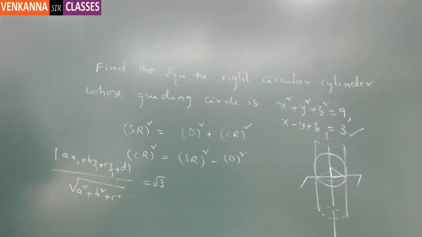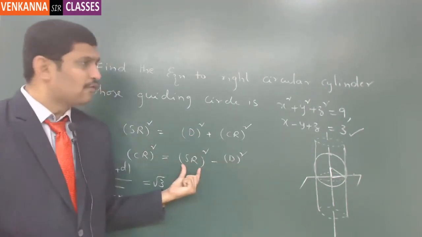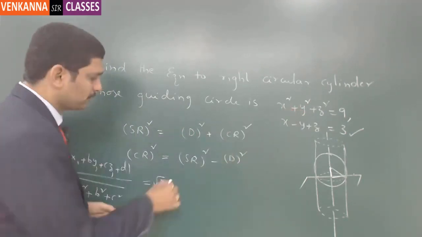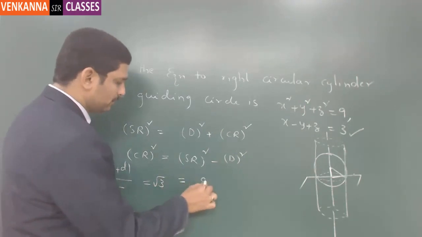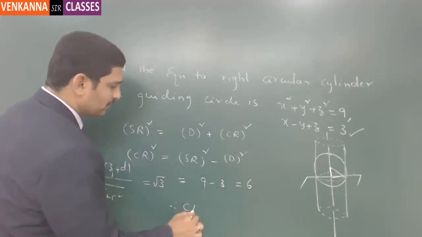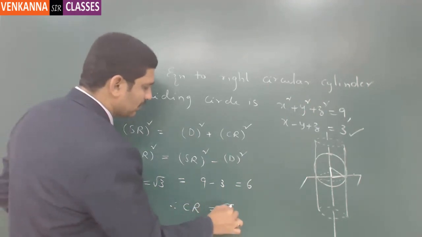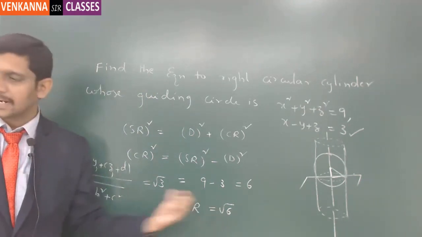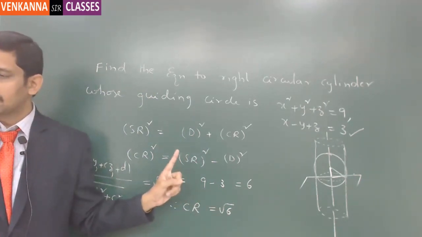You accepted all? So, and what is the sphere radius? It is 3. On squaring you will get 9. So this value is equal to 9 minus 3 equal to 6. Therefore, circle radius is nothing but root 6. So circle radius is nothing but the radius of the cylinder here. So you have done with one thing.